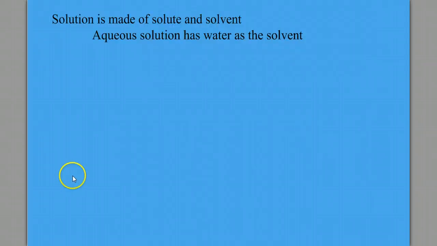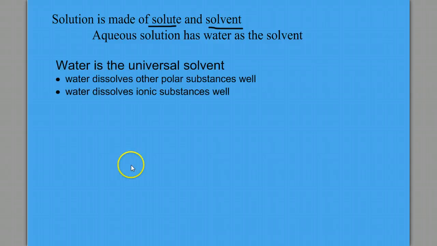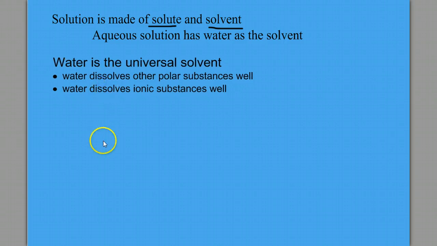Let's talk about solutions. Solutions are made of 2 parts, the solute and the solvent. In an aqueous solution, it has water as the solvent. It turns out that water is a very good solvent. In fact, we call it the universal solvent. It dissolves other polar substances well, and it also dissolves ionic substances very well. Let's look at why that might be.